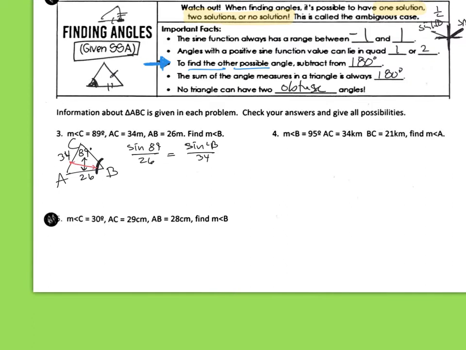So when you're missing an angle, you remember you have to do the inverse function. You still start on the diagonal where you know two things. So we're going to type into the calculator 34 times the sine of 89, close the parentheses, divided by 26. And when you do that, you get a decimal.